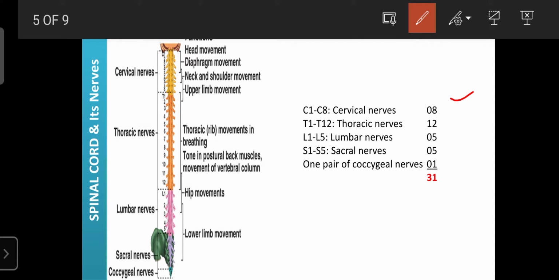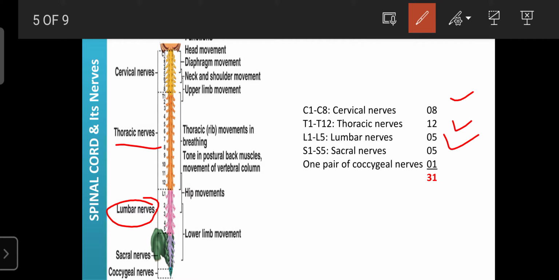Those that arise in the thoracic vertebral column area are known as the thoracic nerves or thoracic spinal nerves. These are 12 in number. And those that arise in the lumbar region, from the lumbar bones, are known as the lumbar nerves or lumbar spinal nerves.